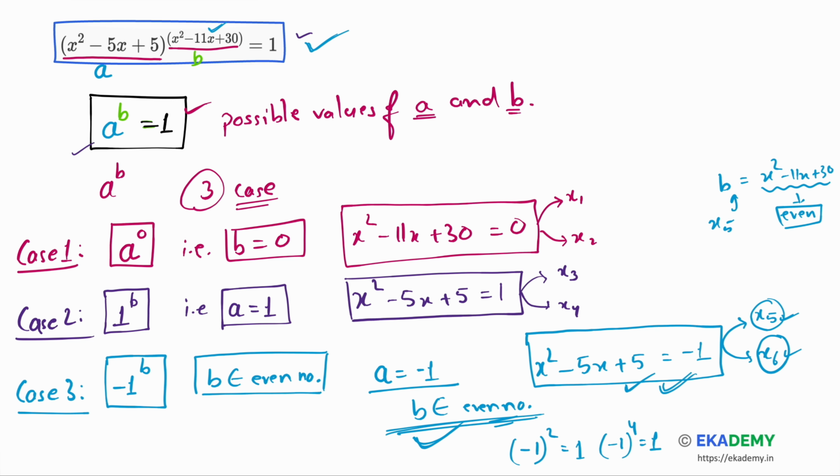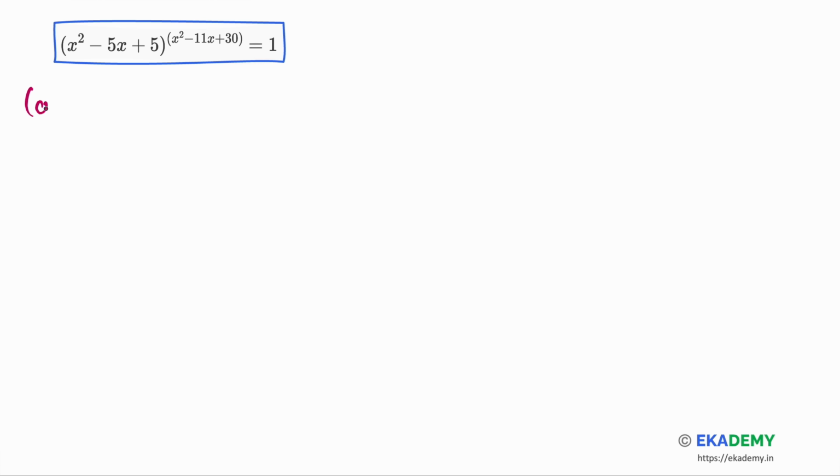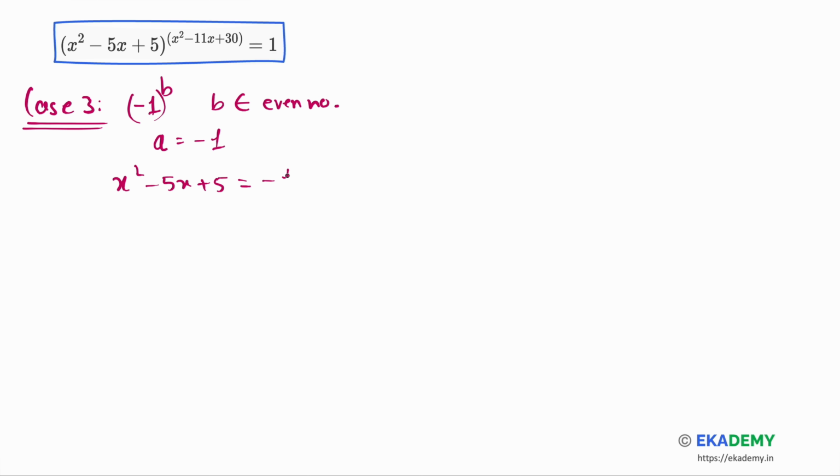So, case 3, let me write it here. Case 3 is when a is negative 1 raised to the power b. So, here b should be an even number. Here a is negative 1, that means x square minus 5x plus 5 equals negative 1, and convert it into standard form first. For that, add 1 on both sides. So, x square minus 5x plus 6 equals 0.